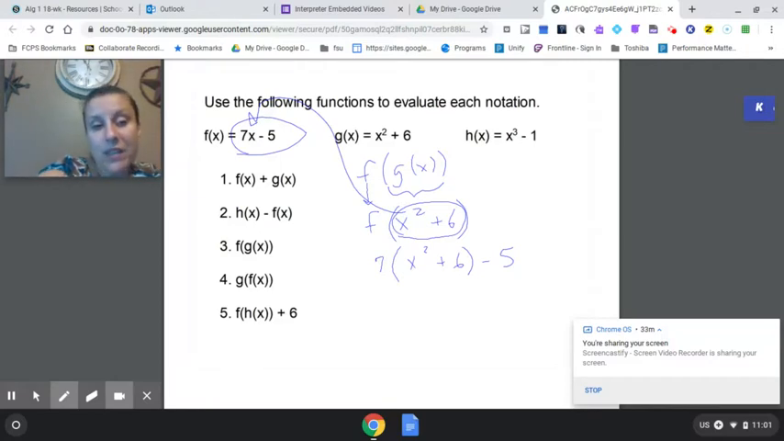We can simplify this a little bit by distributing that 7. So 7 times x squared is 7x squared. 7 times 6 is +42. And I'm just bringing down that -5. Again, we can simplify a little bit more because of those two constants. So 7x squared, and if we add the 42 minus 5, that would give me +37. So this would be the final simplified form.